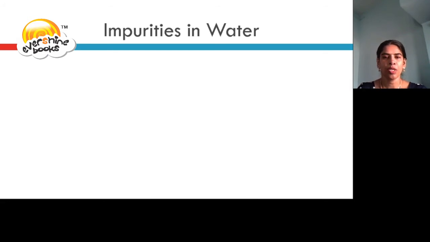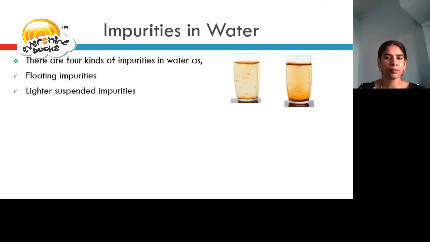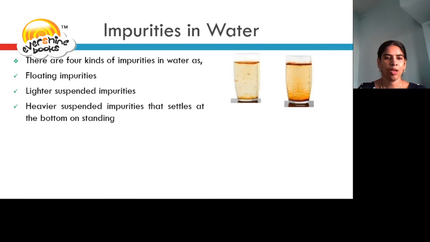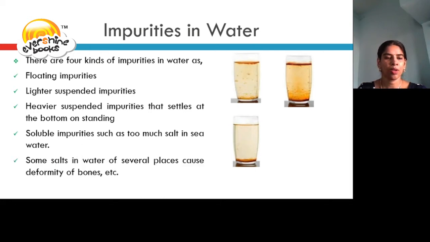Let us learn the impurities which are found in the water. There are four kinds of impurities in water. Floating impurities, lighter suspended impurities, heavier suspended impurities that settle at the bottom on standing, and soluble impurities such as too much salt in seawater. Some salts in water of several phases cause deformity of bones, etc.